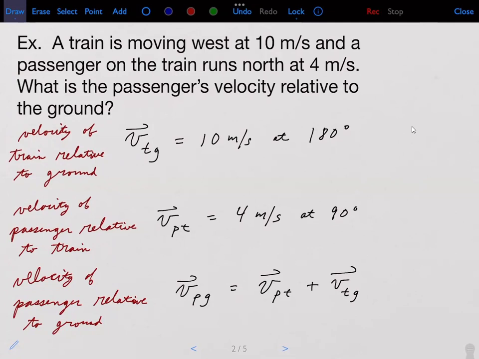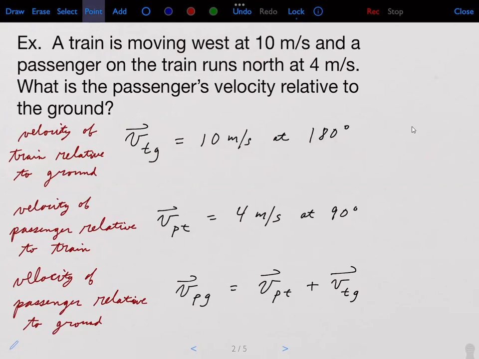Really, the important part in this example is just adding the vectors ultimately together. If you don't totally understand this relative velocity, we'll learn more about this later. So the first point here is we need to know the velocity of the train relative to the ground. Well, that's given, right? Because it says a train is moving west at 10 meters a second. So that vector, which is a velocity now, and I have TG meaning train relative to ground, that's going to be 10 meters per second at 180 degrees, right?